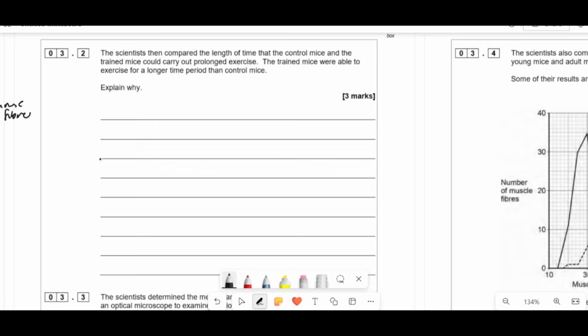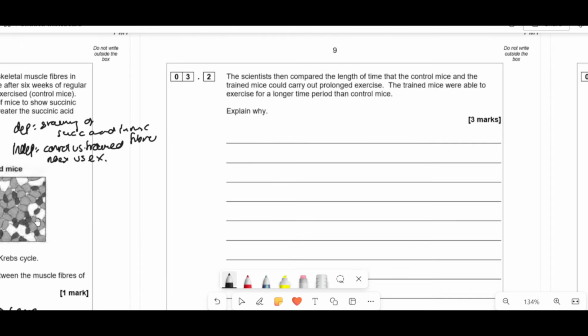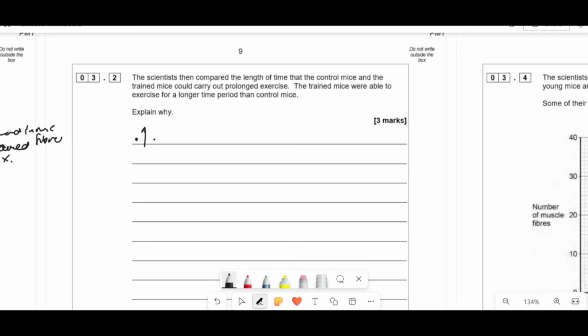they can do more. So here, if they have more succinic acid dehydrogenase and more Krebs cycle going on, it means that they have more aerobic respiration happening. So if they have more aerobic respiration, they're going to have more ATP. So that means that because they're able to exercise for a longer time without having that muscle fatigue, there must be less anaerobic respiration and more aerobic in the exercise mice, which means that, remember, the anaerobic respiration makes lactate or lactic acid, so there's going to be less lactate.